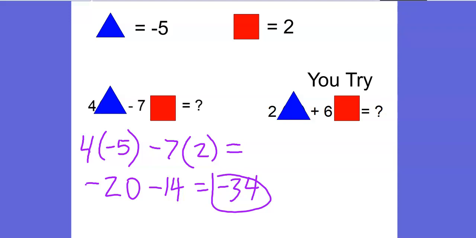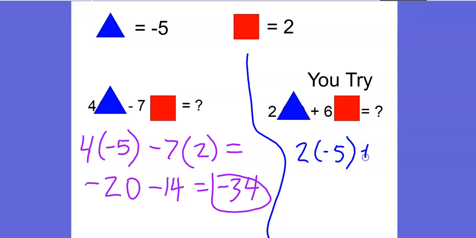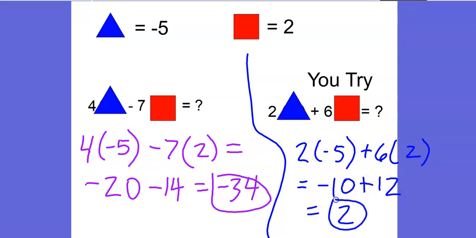Moving on to the example here, 2 triangle plus 6 square, that's 2 times -5 plus 6 times 2, which is equal to -10 plus 12, and this gets us a sum of 2.